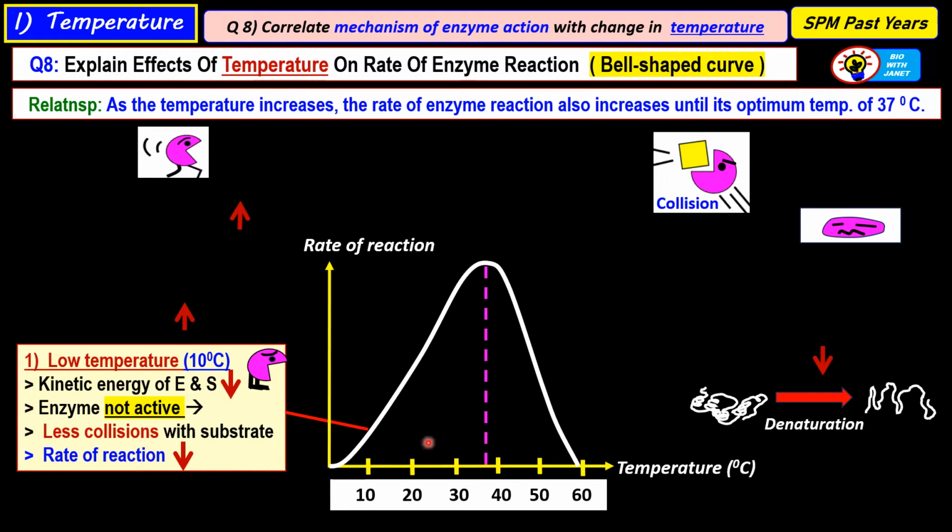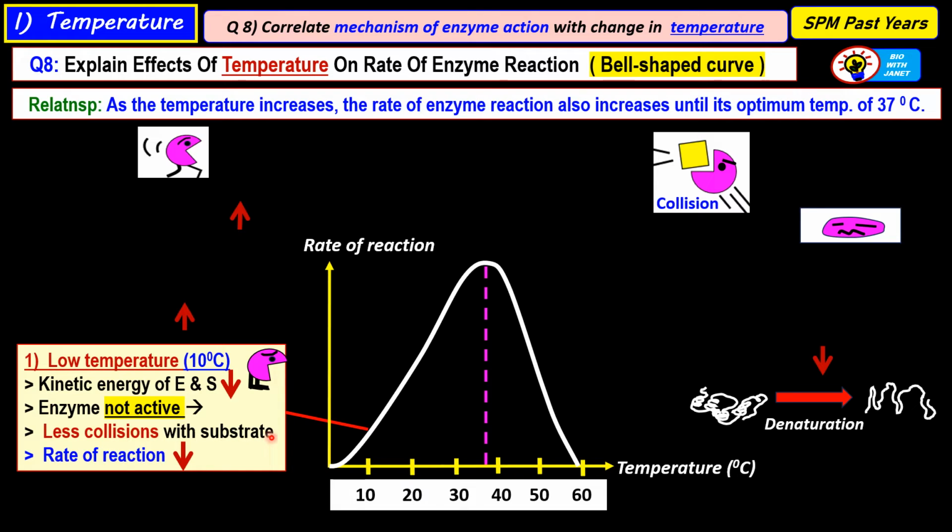Now, why is it that the rate of reaction is low? It's because the enzyme does not have much kinetic energy at low temperatures, not enough heat energy. Okay, so this enzyme is not living. It's just a molecule that has energy based on the kinetic energy around. So the enzyme is not active at low temperatures because there's less kinetic energy, because of the low temperature.